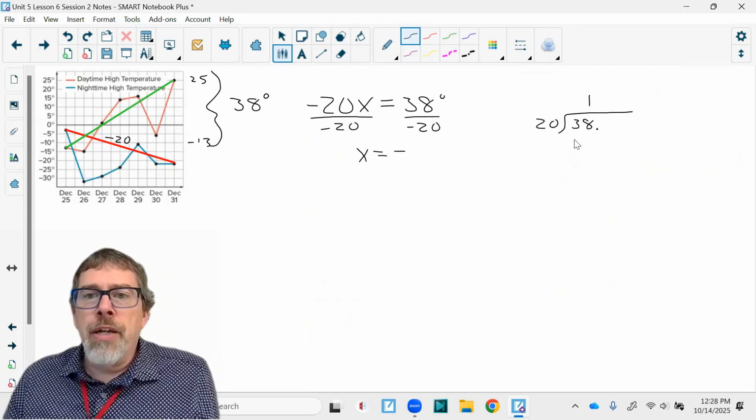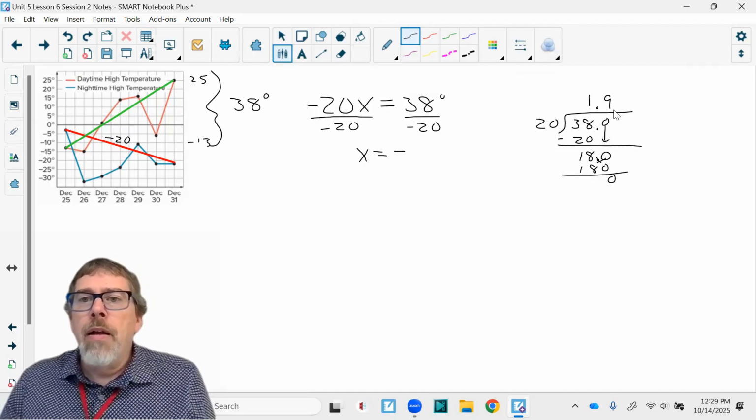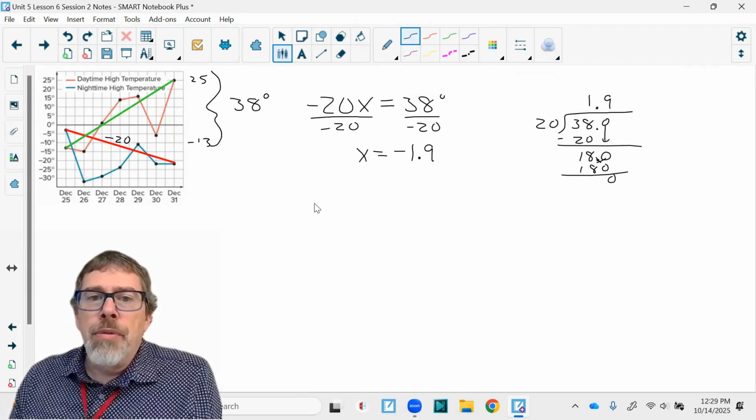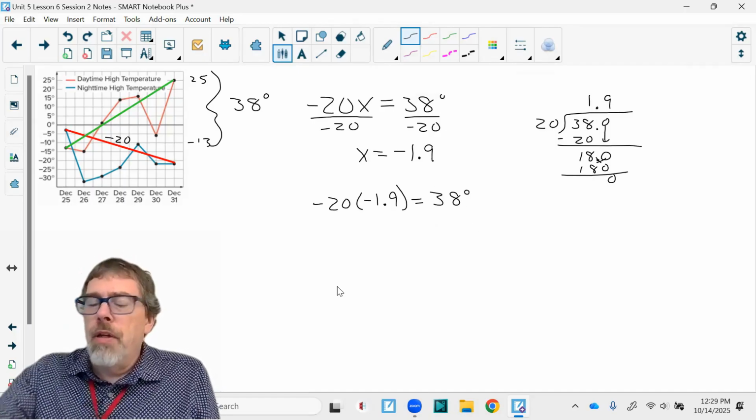So 20 goes into 38 once. And when I subtract, I get 18. And then I bring down a 0. And 2 goes into 18 9 times evenly. So I get 18. 9 times 20 is 180. And I get a remainder of 0. Just disregard that decimal there. So the answer is 1.9. And it's negative. Okay? So I would say -20 times -1.9 equals the amount it rose in that week. Okay.